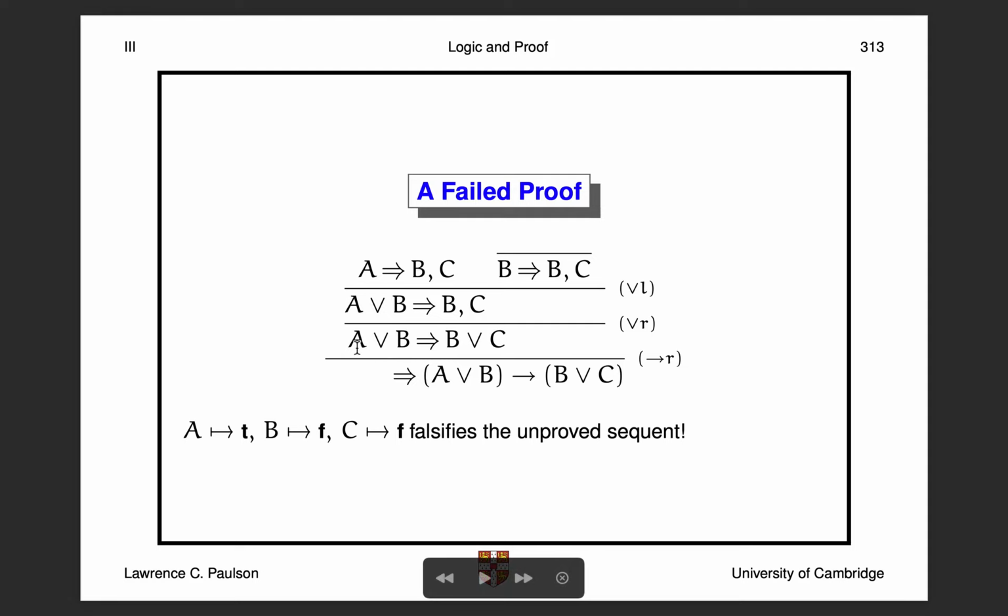So we have A or B on the left, B or C on the right. Now I apply or on the right, turning this disjunction into a comma. So now I have two alternative goals to show. That is, it's enough to show B or it's enough to show C. And now the only symbol left is this or here on the left side. I apply or on the left, and what happens?